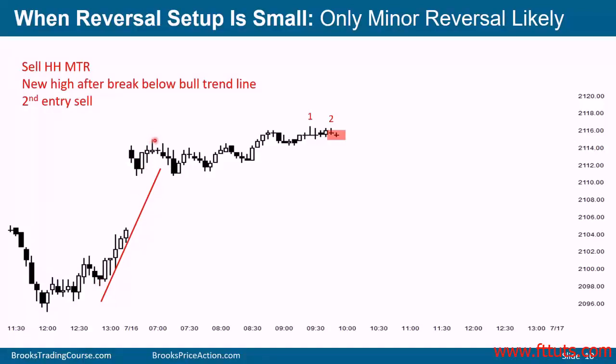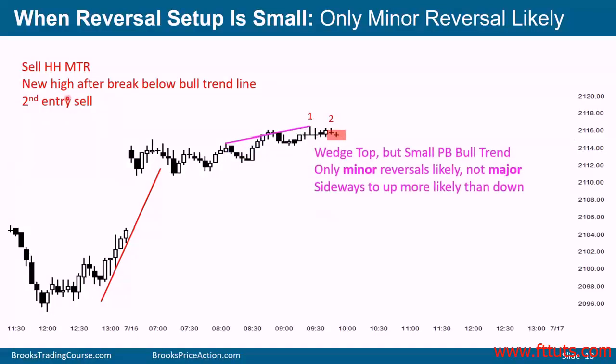We have a gap up and a bull trend, and we're working higher. We have a new high here, a first reversal down, and now we're getting a second reversal down. You can argue wedge top, 1, 2, 3.